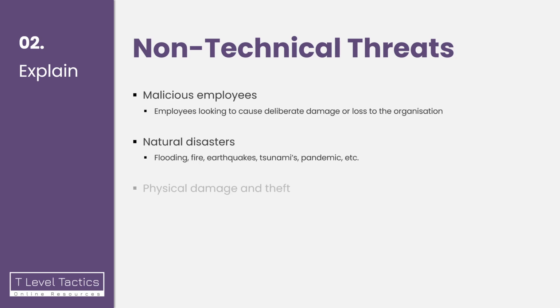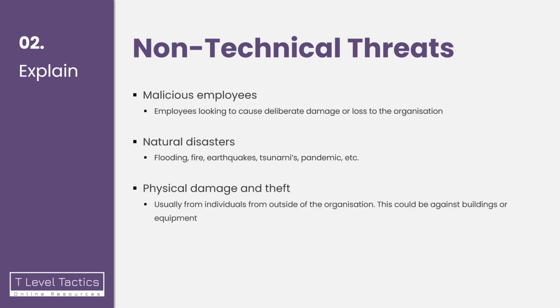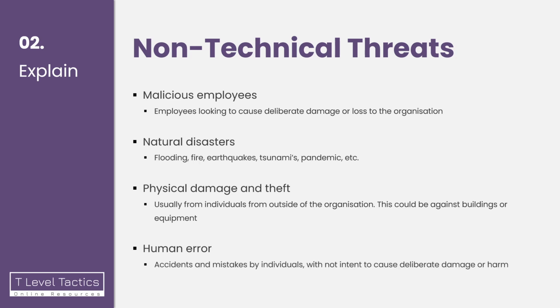It could also come in the form of physical damage and theft, usually from individuals from outside the organization, and it could be against either buildings or equipment. And there's always human error, which is going to be accidents and mistakes by individuals and people working for the organization or business that they don't mean to cause deliberate damage or harm, but it's still a threat we need to consider.